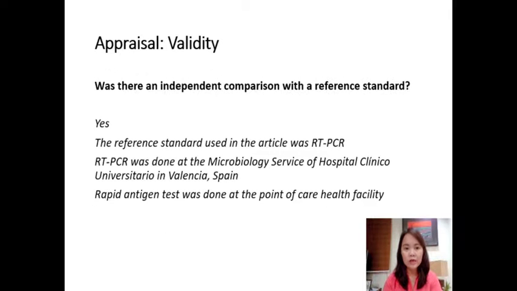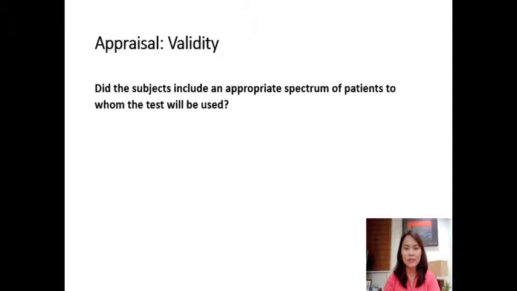So for the Torres article, the reference standard used was RT-PCR, which is the accepted confirmatory test that we are using right now for COVID-19. And the RT-PCR was done at the microbiology service of a hospital in Valencia, Spain, while the rapid antigen test was done at the point of care health facility. So these were tested independently by different individuals. Okay, so our answer to this is yes.